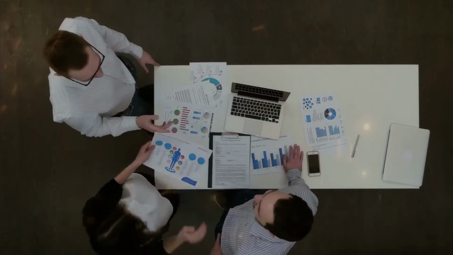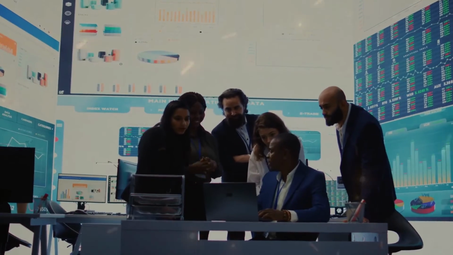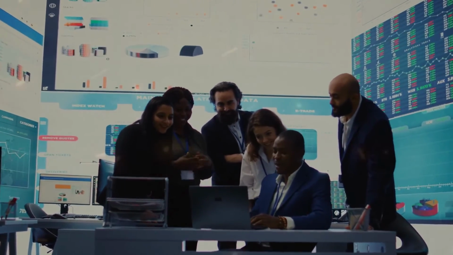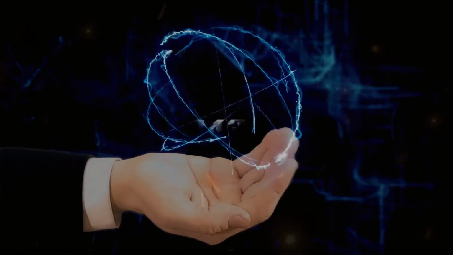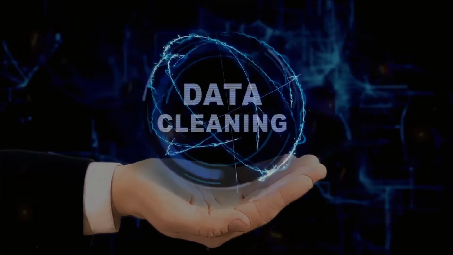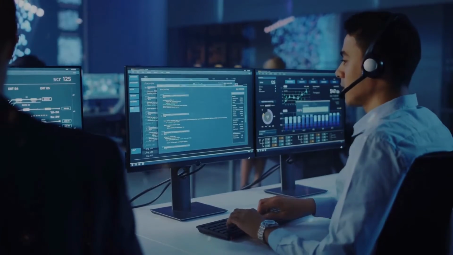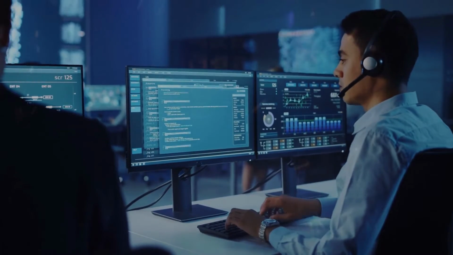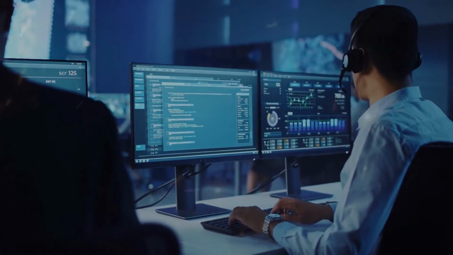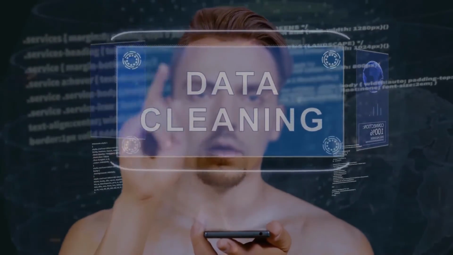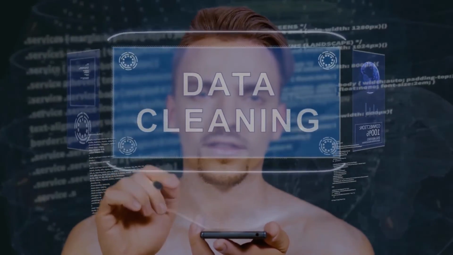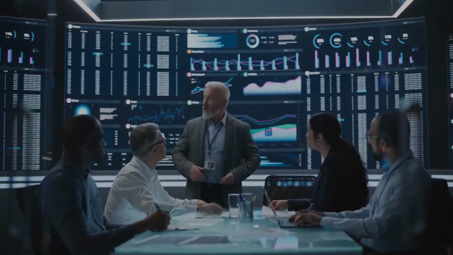Section 8, the human element, blending automation with expertise. While technology plays a crucial role in data cleaning, human expertise is still essential. Data cleaning tools can automate many tasks, but they can't replace human judgment and intuition entirely. Data professionals bring their knowledge and experience to the table. They understand the nuances of the data and can identify subtle errors that machines might miss. They also play a vital role in developing and refining data cleaning rules and algorithms.